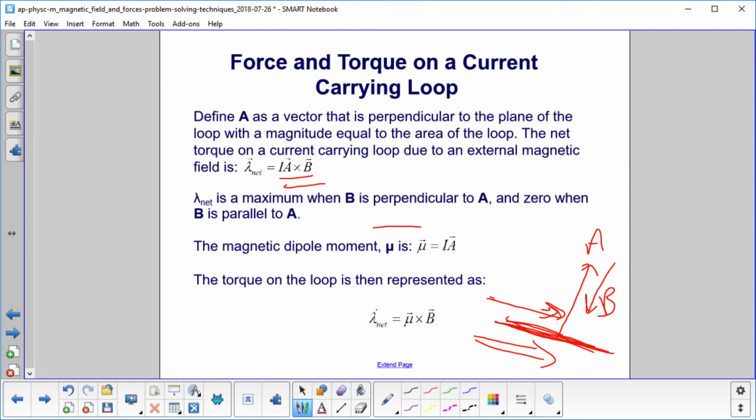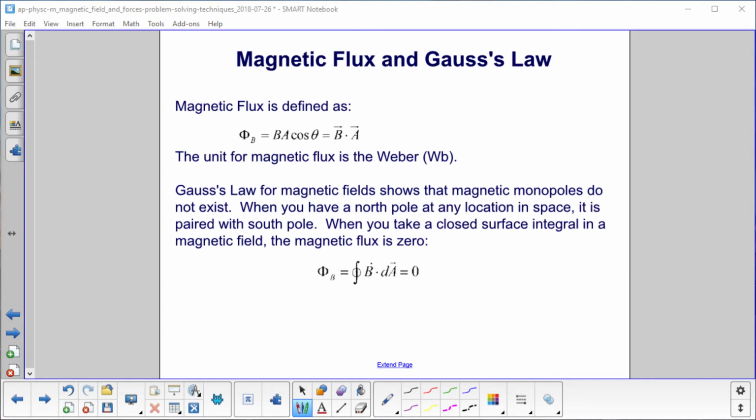We then define the magnetic dipole moment as I times A, which then simplified our torque equation to mu cross B. Magnetic flux is defined as B, the magnitude of the magnetic field, times the area it goes through, times cosine theta, or more elegantly, B dot A. The unit for magnetic flux is the Weber.